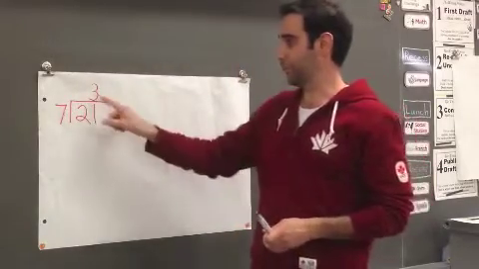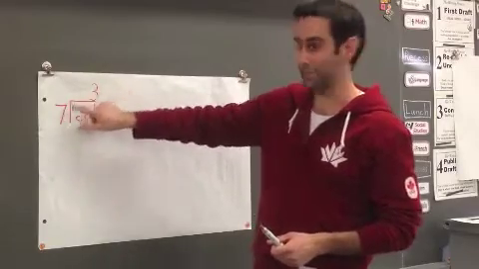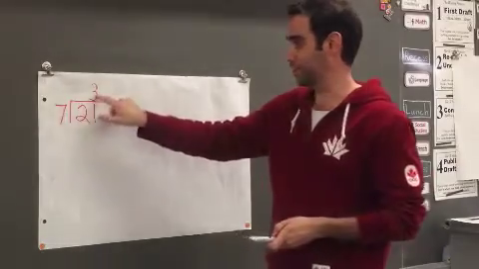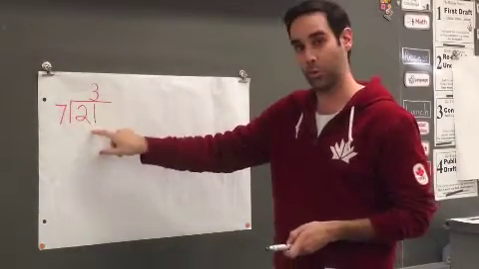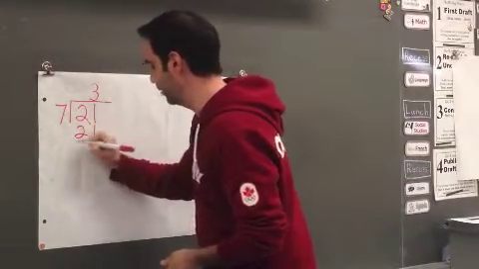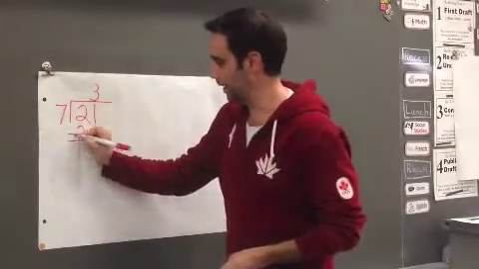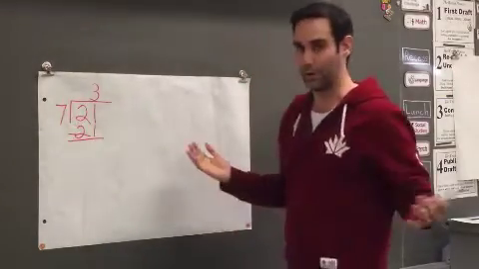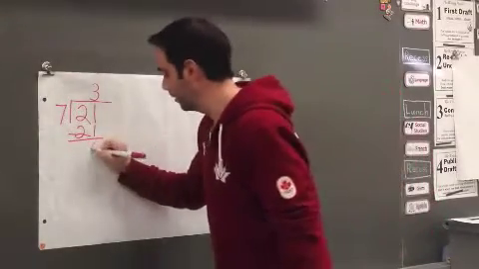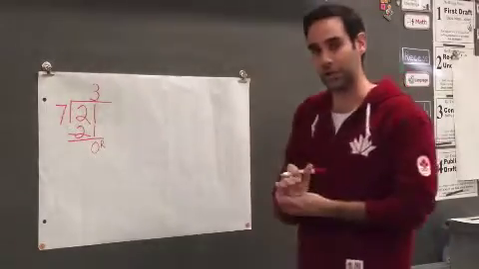So, since 3 gives me 21 in the 7 times table, now I go 3 times 7. 3 times 7 equals 21. I'm going to move that 21 down below. Keep them lined up. Put my equal sign in and my subtraction symbol. Now I subtract. 21, take away 21 is 0. 0 remaining.